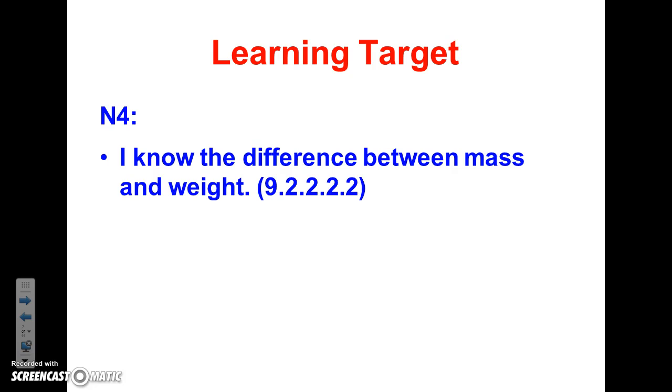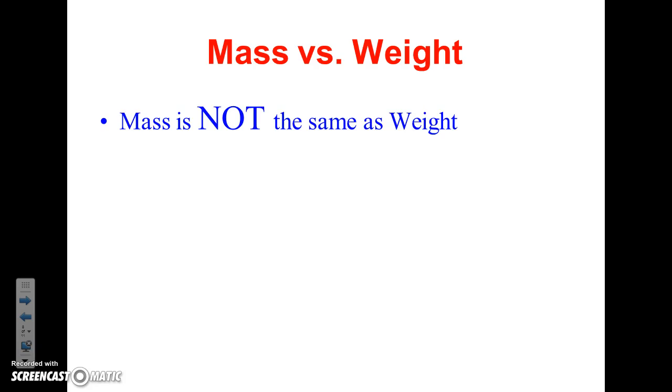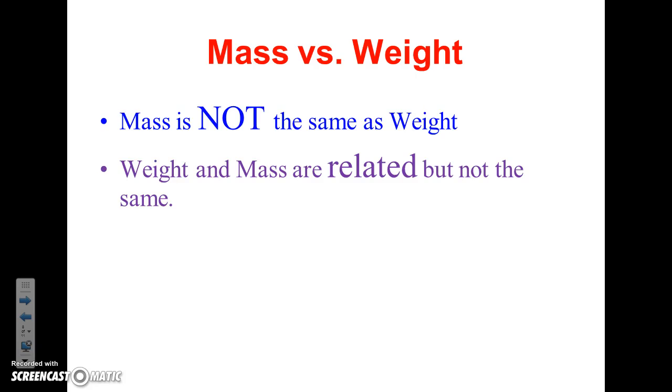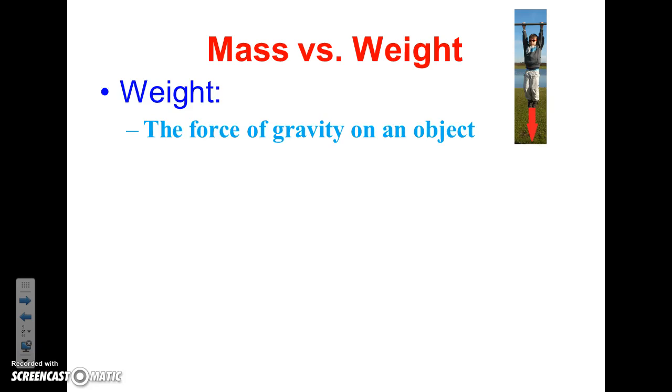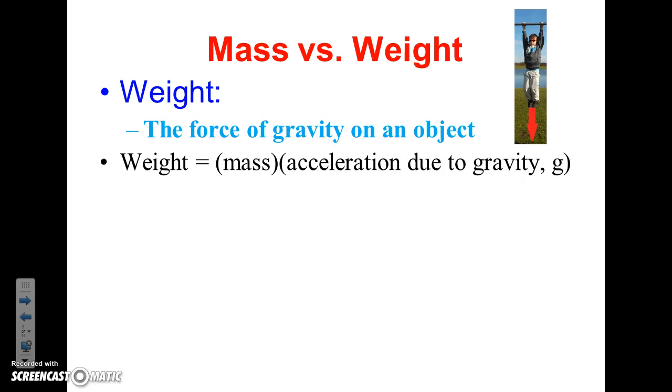Weight is different than mass. Okay, the two are related, but they're not the exact same thing. Weight is just the force of gravity that pulls down on an object. When you're hanging on the monkey bars, it's the force that pulls you downward towards the center of the earth. There's a way to calculate that weight, and this is how mass is related to weight. Part of that equation is mass. So you take mass and you multiply it by a constant called g, the acceleration due to gravity. And here on Earth, g is 9.8 meters per second squared.